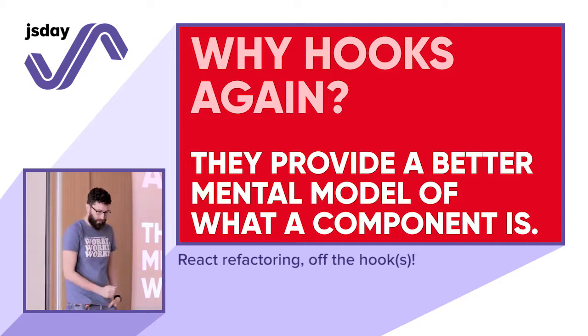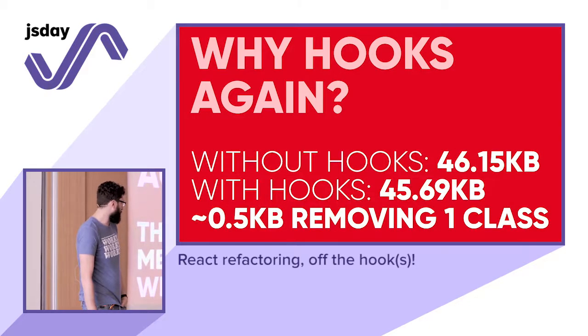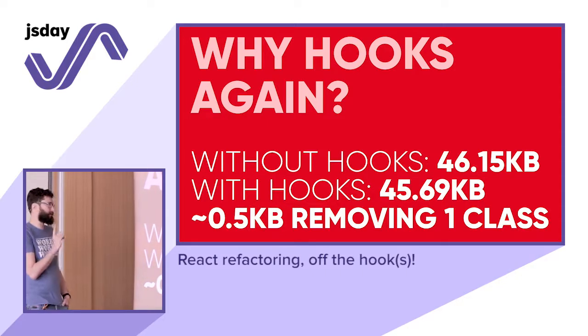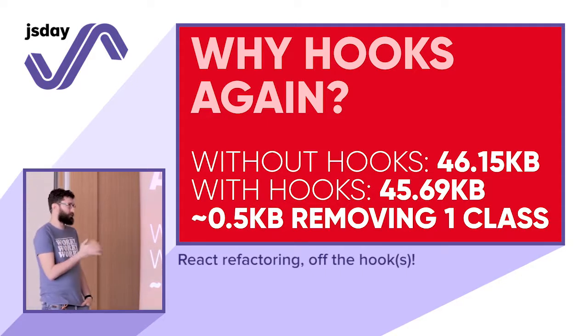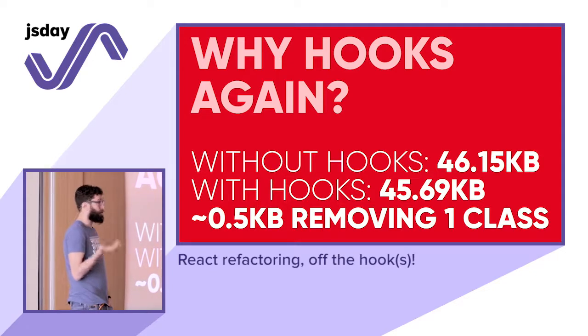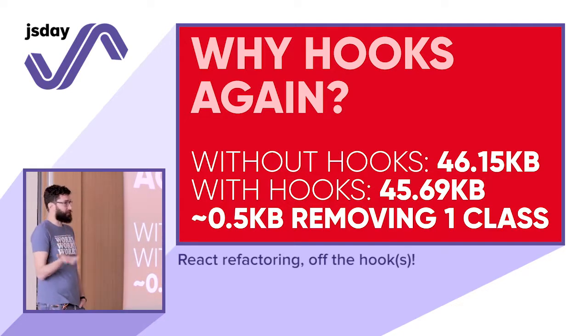The other reason to do it is that by moving my class to a function with hooks, I saved half a kilobyte. And that was one class in an app. If you consider how many stateful components you might have in your apps, especially if they're big, I guess you can save quite a lot. And that's because Babel transpilation of classes is not very efficient.